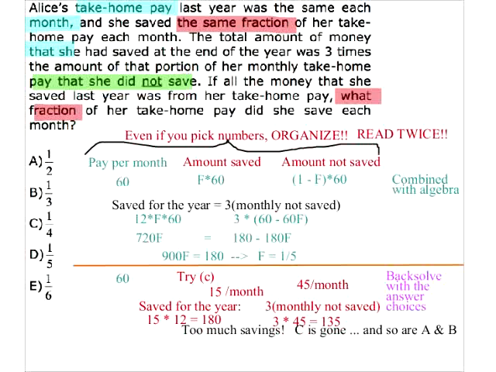So then we just try answer choice D. Still 60 per month. That means now 12 per month, since it's 1/5, and so then 48 per month. Let's do the math on that. Saved for the year is 144, 12 times 12. And 3 times monthly not saved, 3 times 48, is also 144.